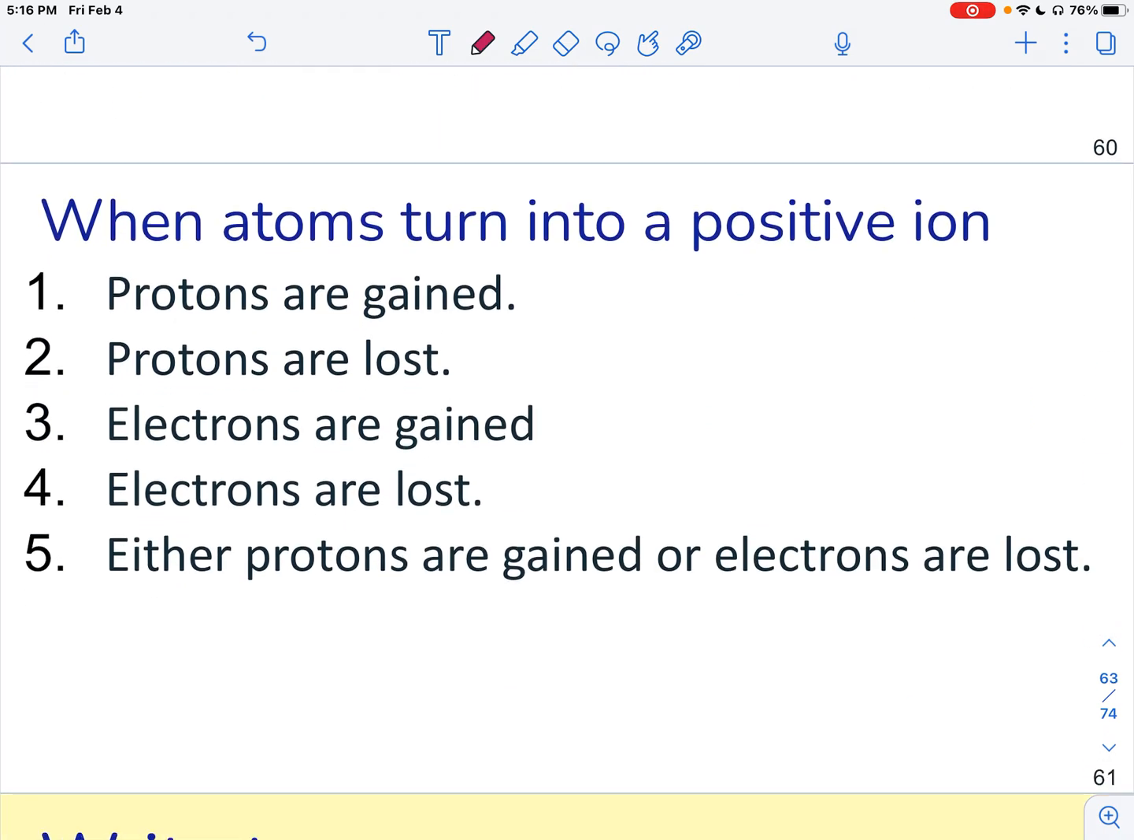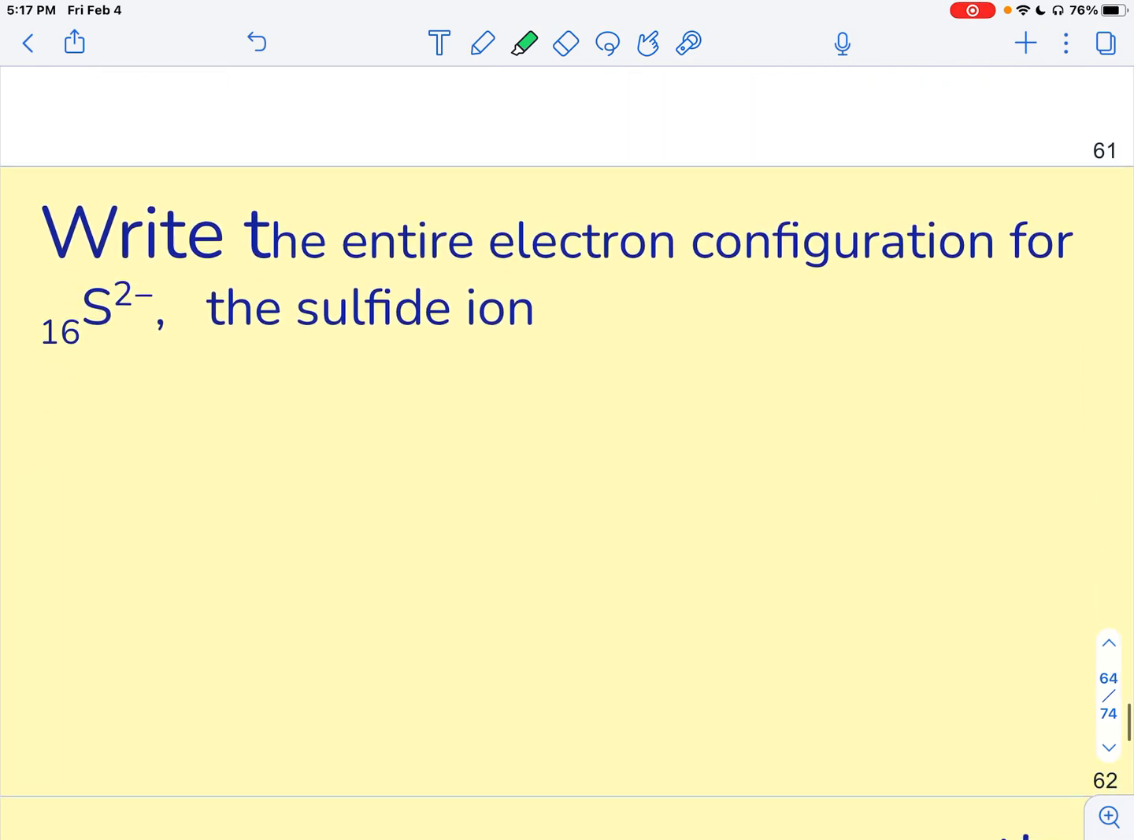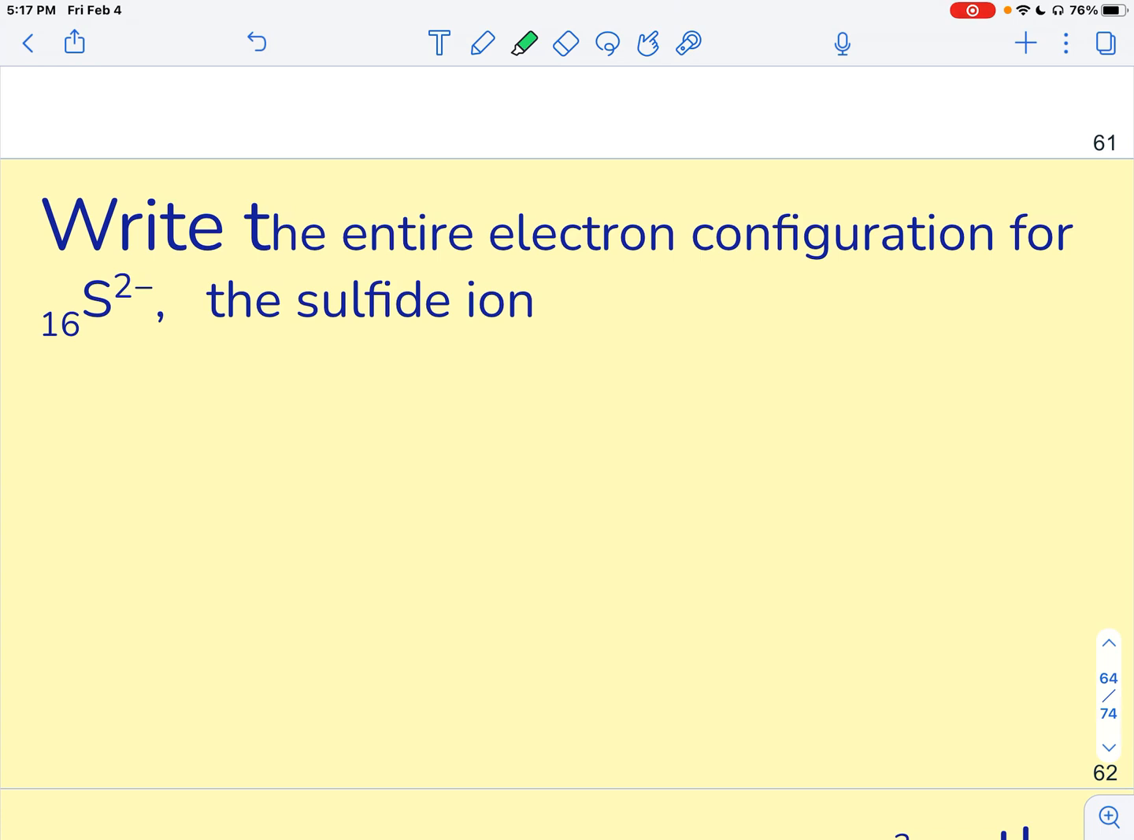Okay. You can also have this electron configuration business with ions. That might not be something you did in first year. So you know that when atoms become a positive ion, electrons are lost. Okay? That should not be news. I don't think it is. So now let's take a look at what that means for sulfur. So let's pretend it was just sulfur without the 2 minus.